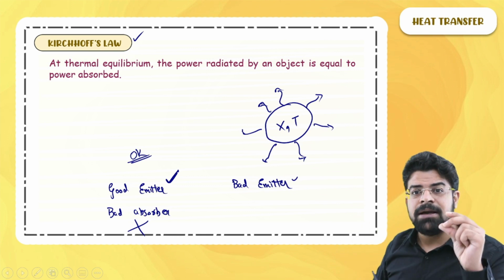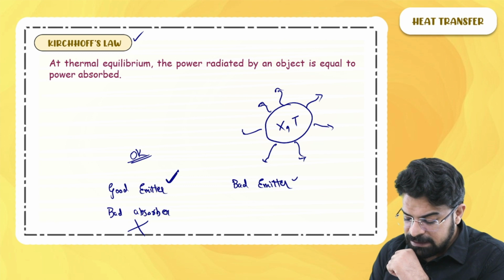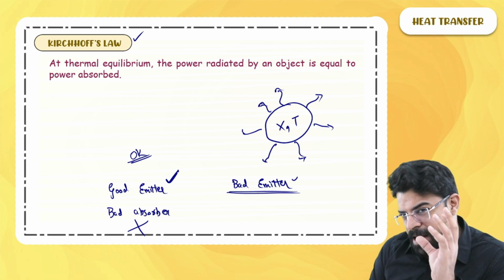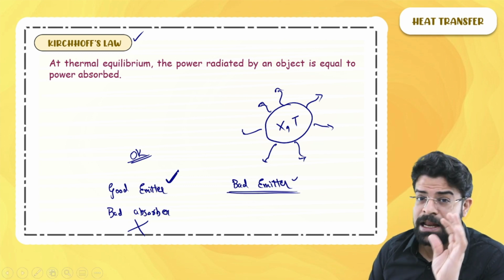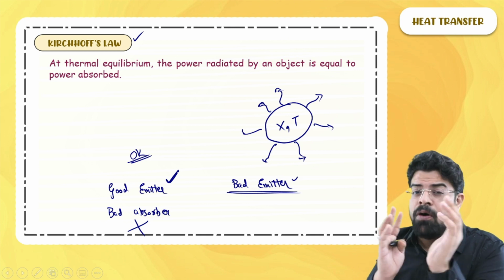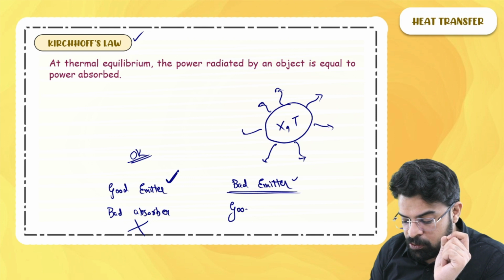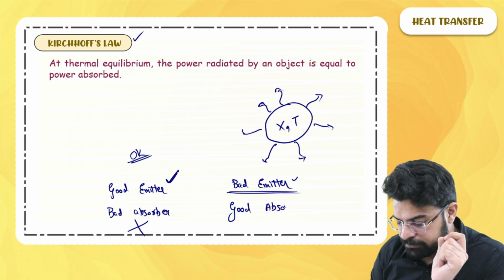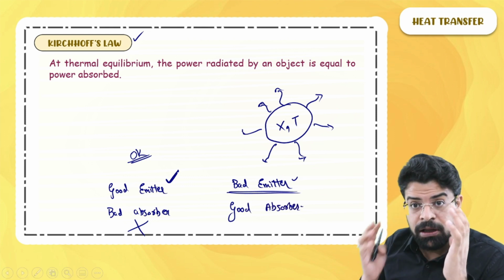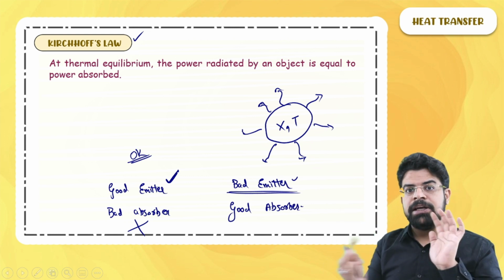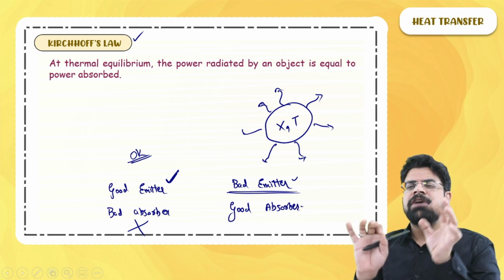Now let's think of the counter case. Let's say you say that, sir, in my room I have a special thing. This is a bad emitter. It emits very less amount of radiation, but it absorbs a lot. So this is a bad emitter but a good absorber. Now this object absorbs all the radiation falling on it, but emits very, very less.